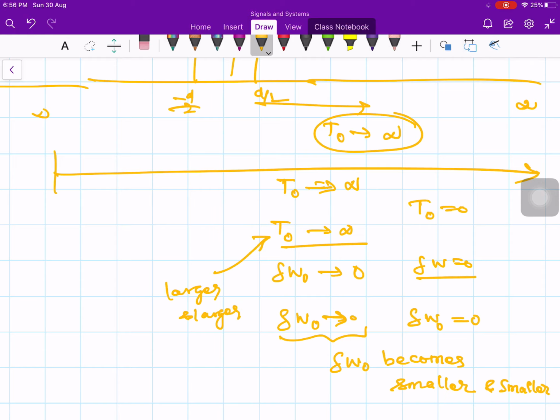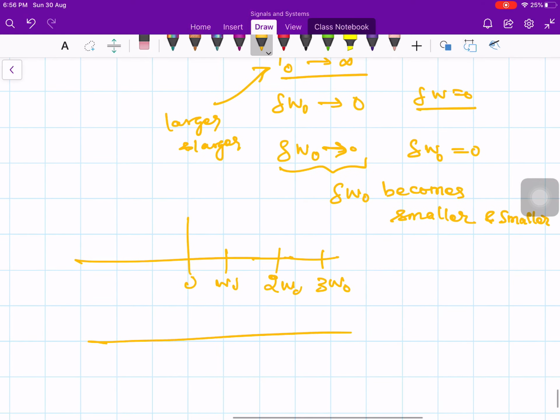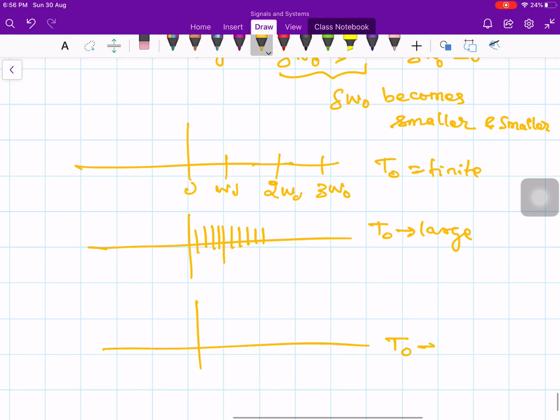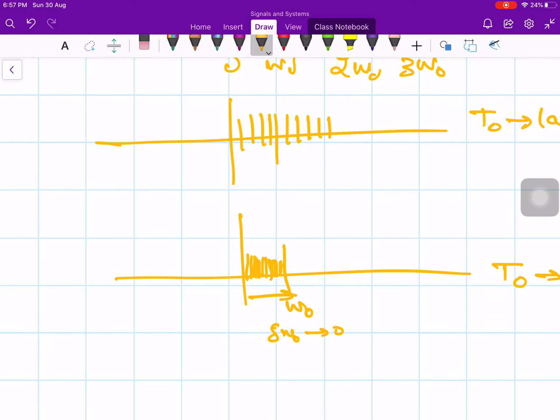Initially the spectrum has lines at 0, omega naught, 2 omega naught, and so on. Then you pack many frequency components in between. If T naught is allowed to go to infinity, then within this interval you have a continuous spectrum. The lines are very, very close; if you expand, you will see all are very closely placed. That means delta omega naught becomes 0, and the range becomes continuous.